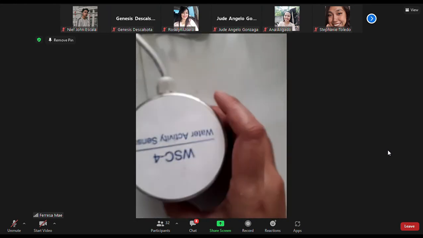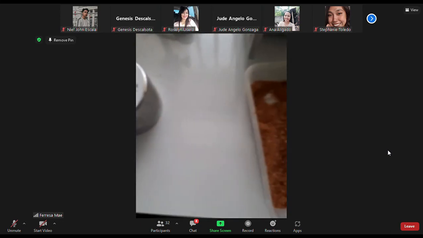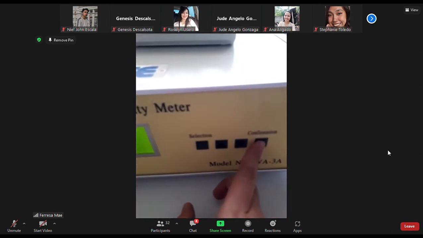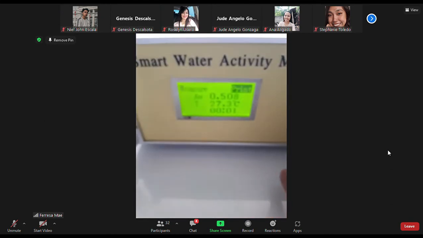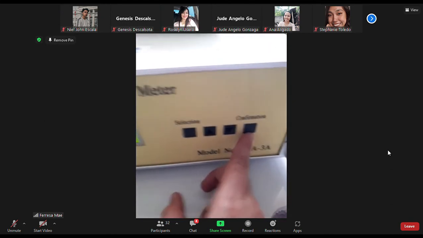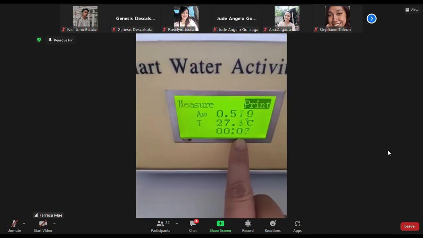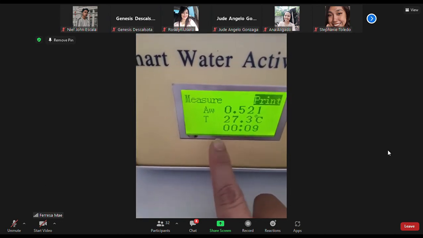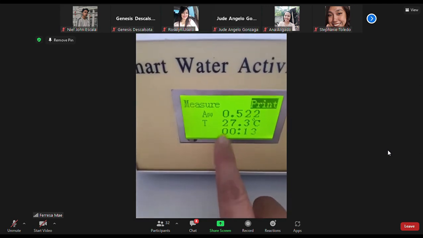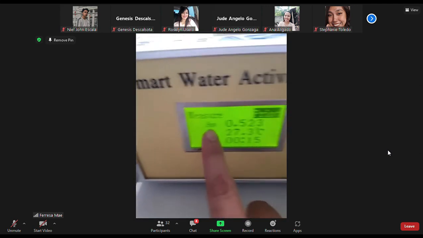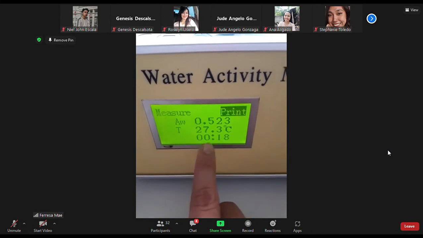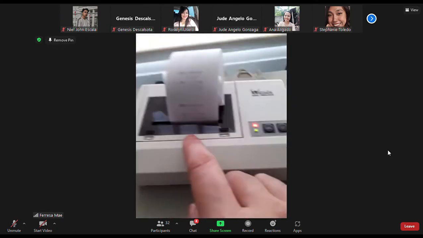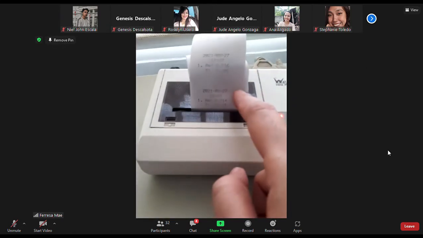Ayan, cover. Confirm. Nag-measure na siya. Yung measuring time is 10 minutes. Sama na siya temperature, water activity. So we will wait for 10 minutes. After 10 minutes, ma-print na ang result. Ano siya ang final reading natin.